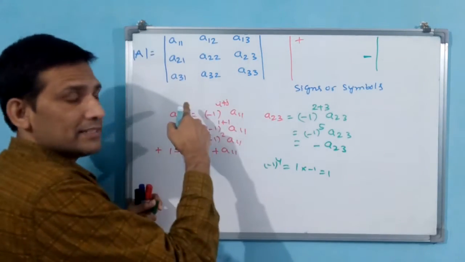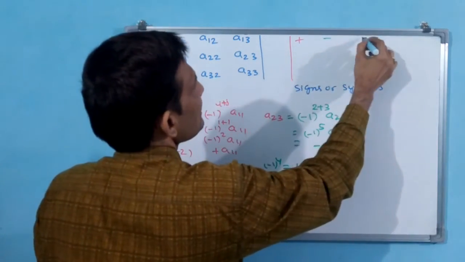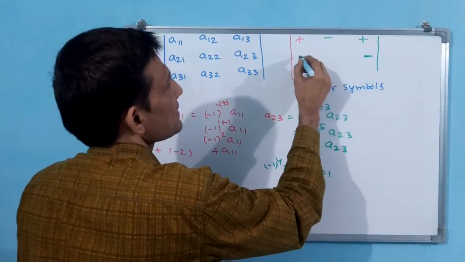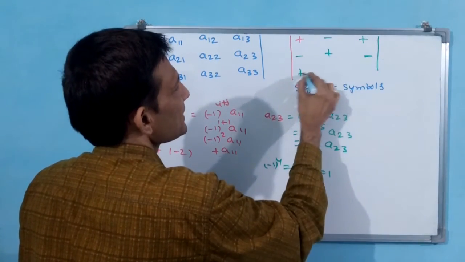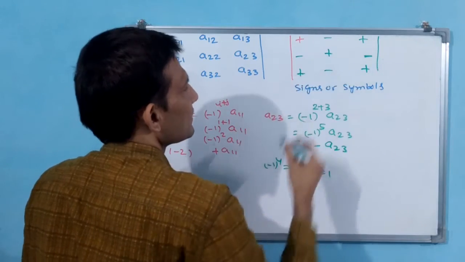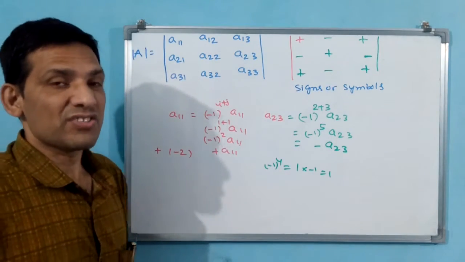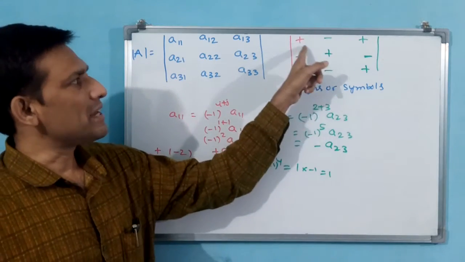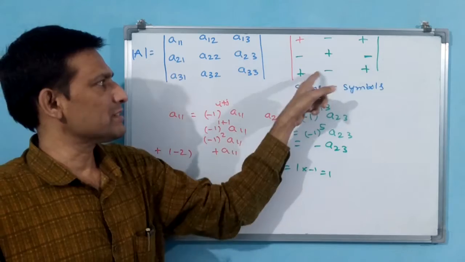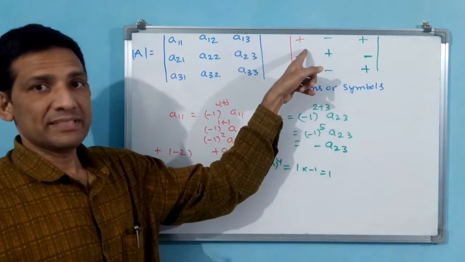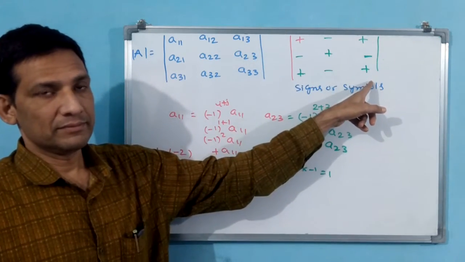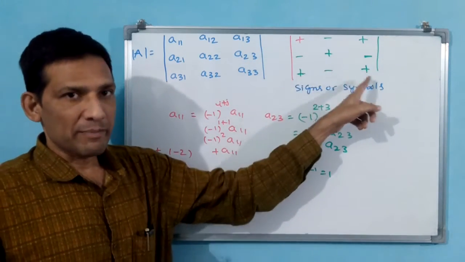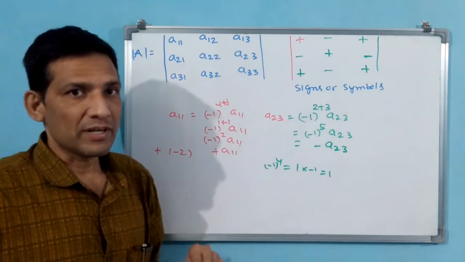Okay, like this if you see, these symbols, how this comes: plus, minus, plus, minus, plus, minus, plus, minus, plus. Symbols are signs. Starting with plus, ending with plus. Total 9 elements are there, we know. 5 elements are plus, remaining 4 elements are minus.